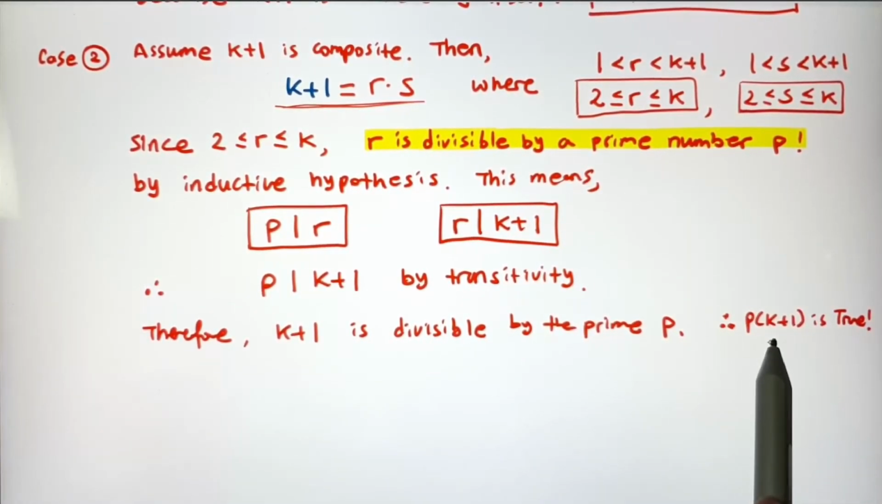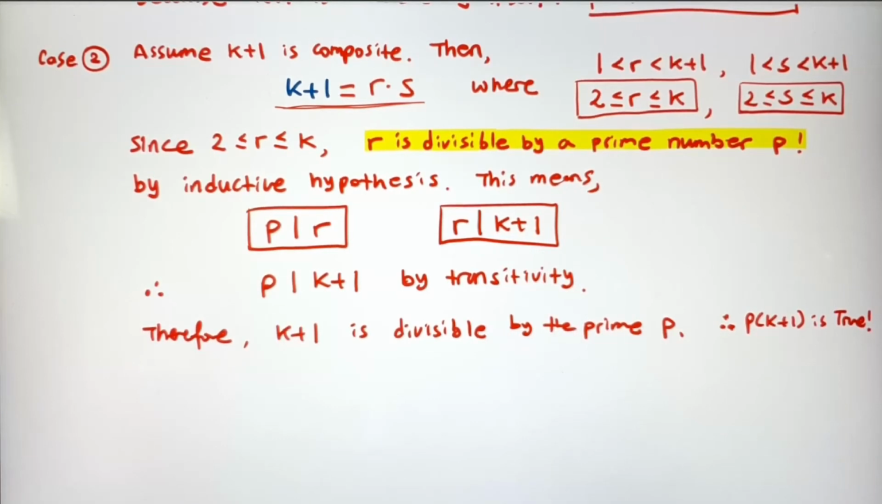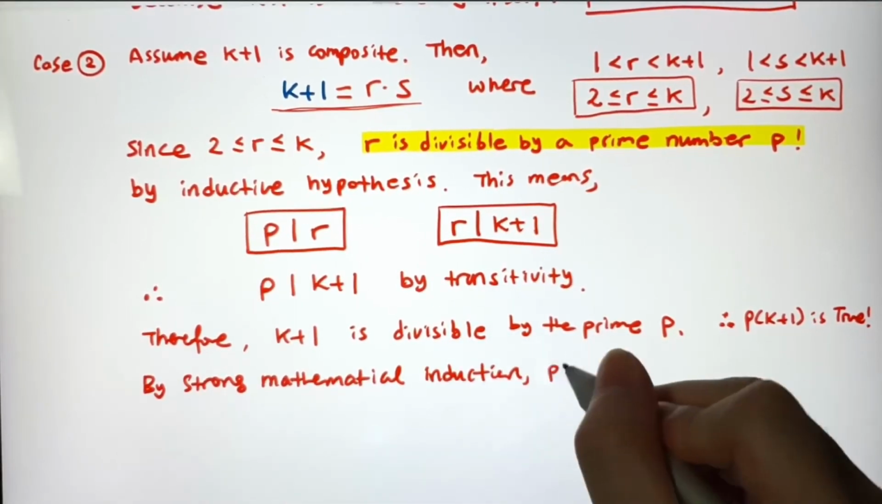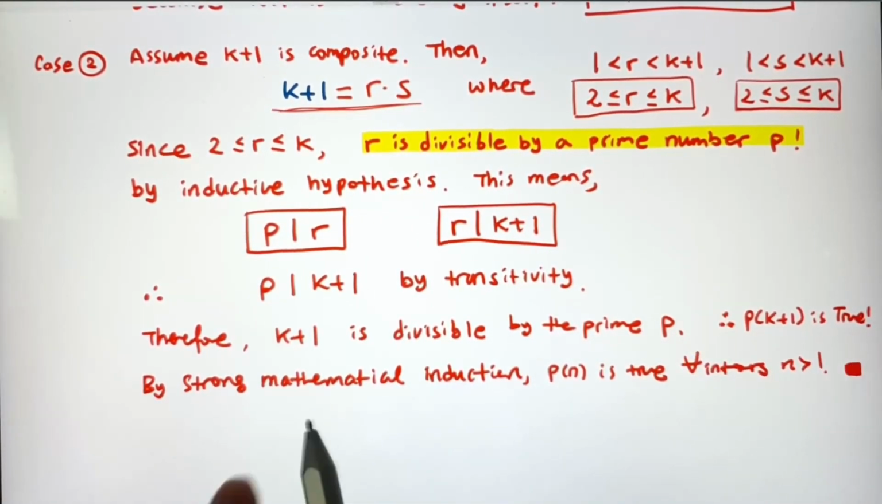Therefore, p of k plus 1 is true. And congratulations, this is the end of the whole proof. By strong mathematical induction, p of n is true for all integers n greater than 1. Thank you. This is the end of all induction topics.